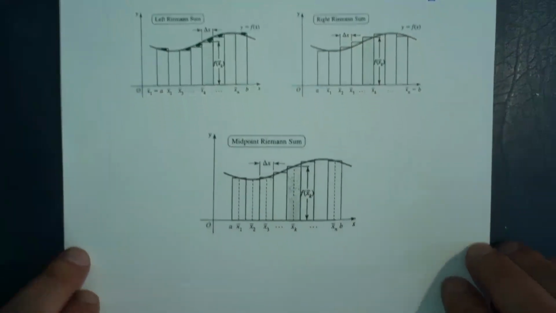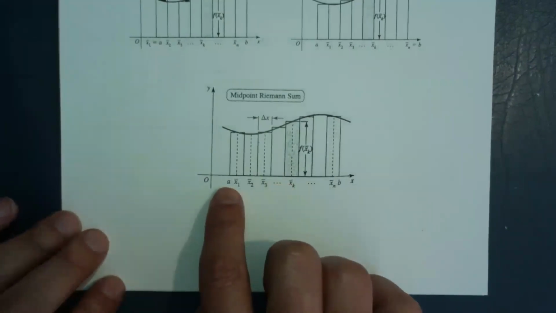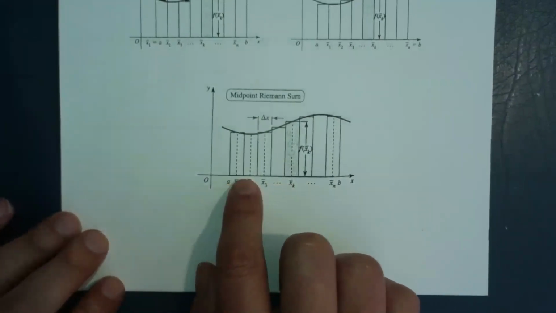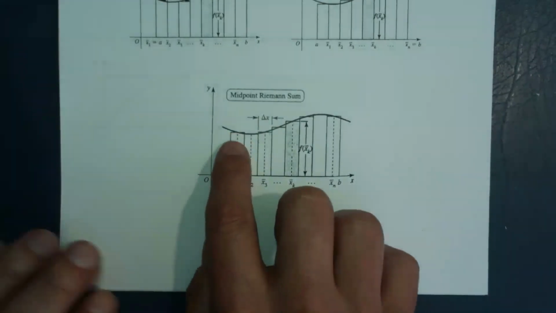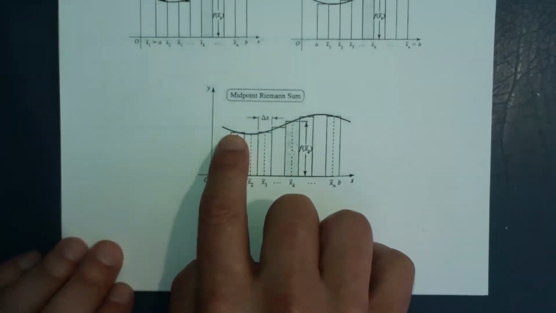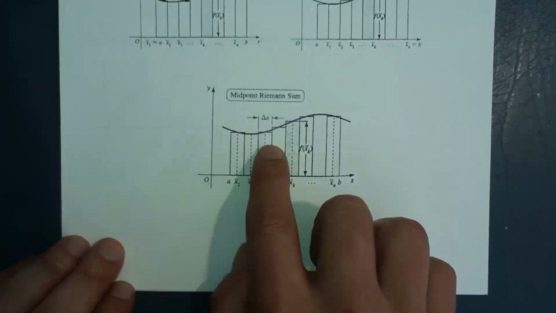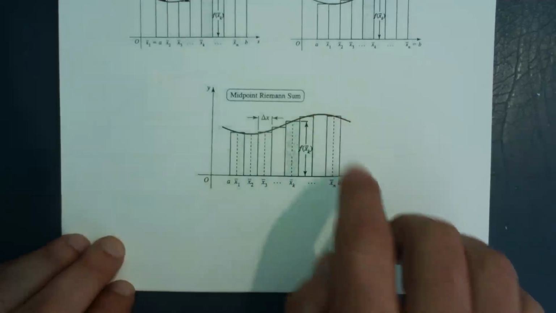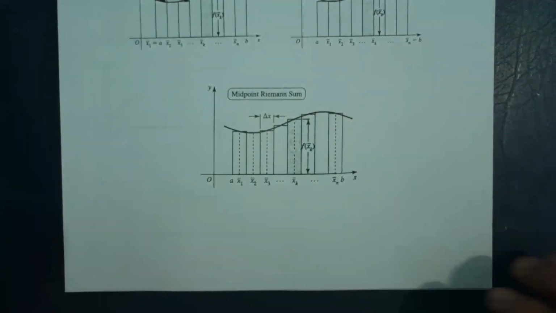Now, what we can do is come up with the midpoint, meaning we have a and then we have x sub 1, and then we find the exact midpoint. And you can see just barely on this part of the rectangle, we have a little too little area, and this one a little too much. The hope is if we hit in the middle, we're going to get a little too much, a little too little, and hopefully it'll average itself out.